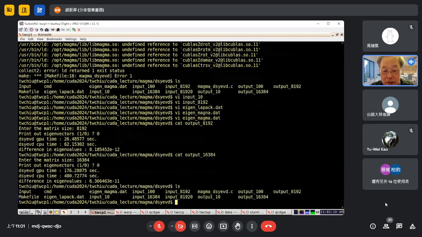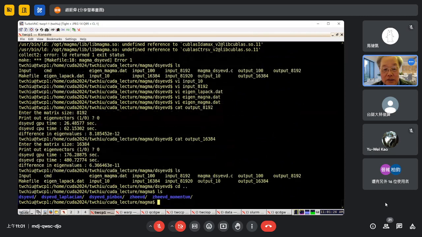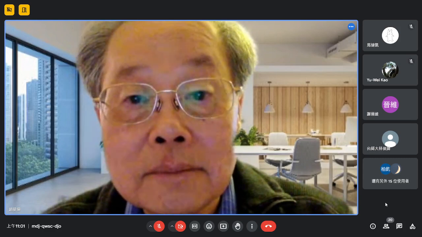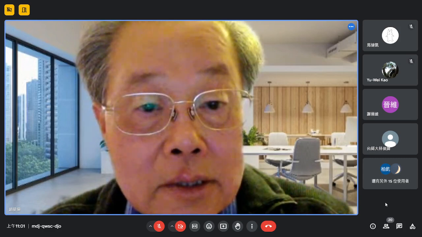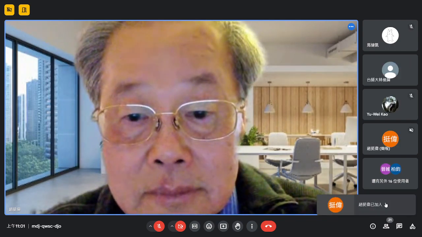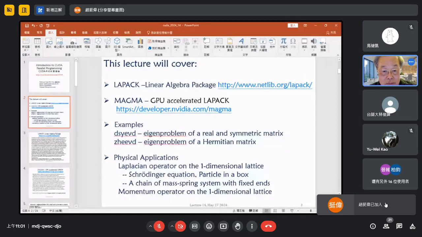So this is the simplest example, the diagonalization, the eigenproblems of the real and symmetric matrix. Okay, let me return to the slides.